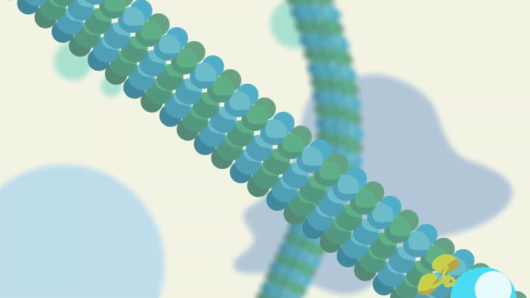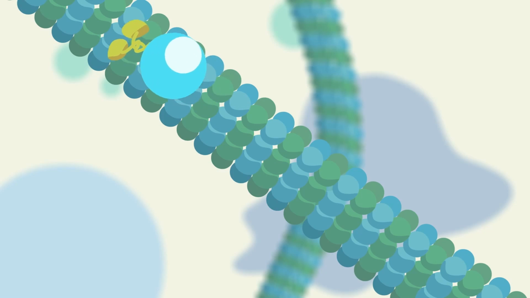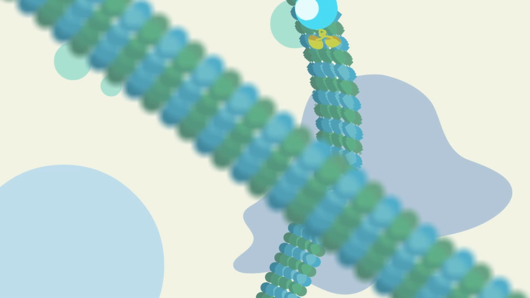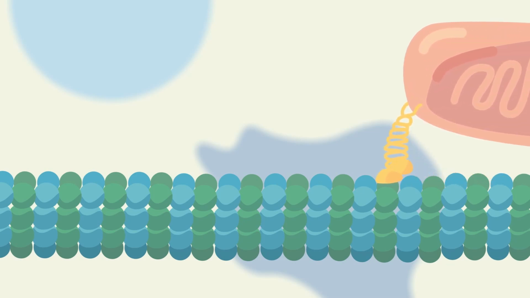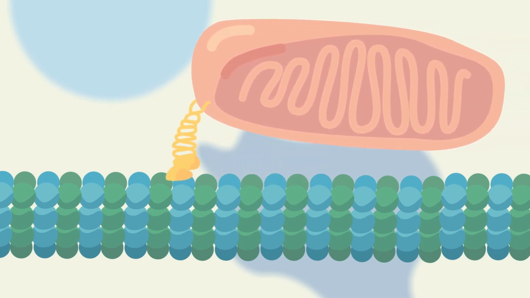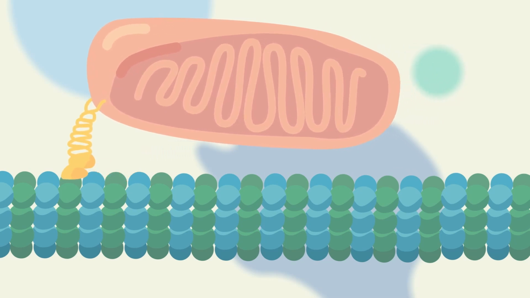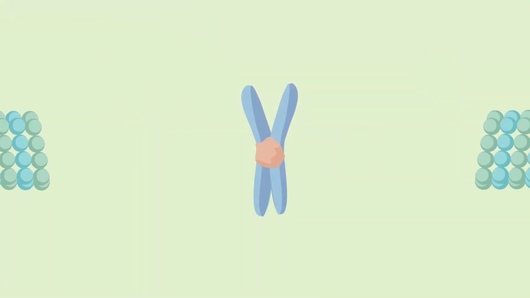One of the functions for microtubules is to act as a transport road for motor proteins that can transport vesicles, for example. Organelles can also be transported on these motor proteins. Here we can see the kinesin protein transporting a mitochondria. Microtubules also have an important role in separating chromosomes during cell division.